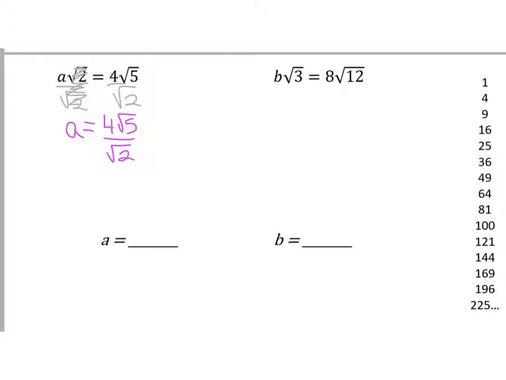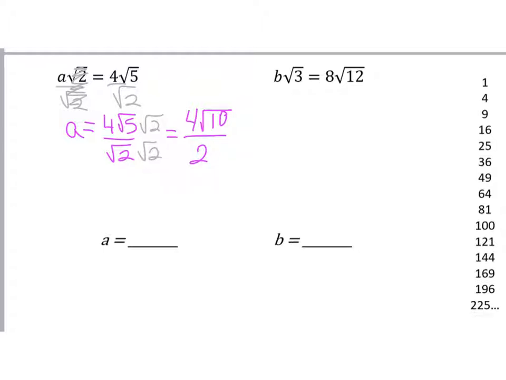I can't leave a square root in the denominator, so what do I have to do? Times the top and the bottom by what? By square root of 2. What do I end up with in the numerator? The top. 4 square roots of 10. Yes, perfect. 4 square roots of 10. And on the bottom? 2.